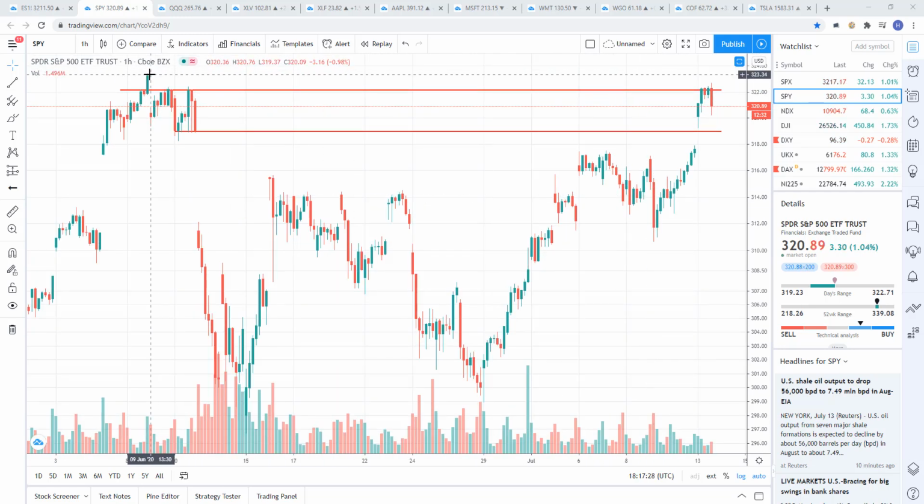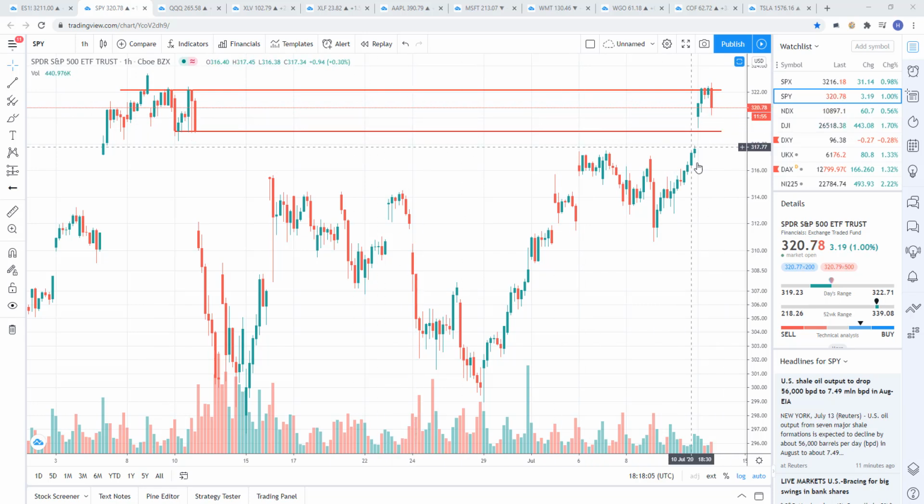Well, this actually would be the high, but this is close enough. So that's kind of the bigger picture when it comes to the S&P 500, and that's also a trade idea that could be playing out.